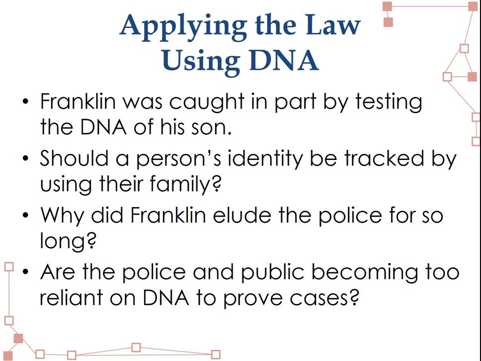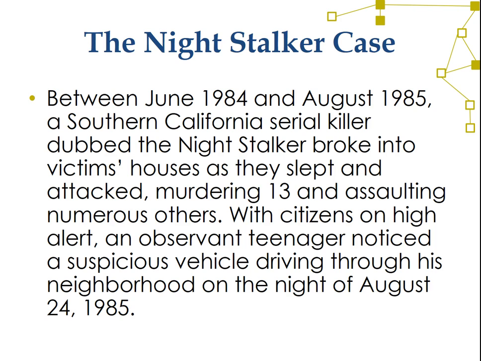And now we've got to jump right into it. So in this case, Franklin was caught in part by testing the DNA of his kid. And should a person's identity be tracked by using their family? And why did Franklin elude police for so long? And are the police and the public becoming too reliant on DNA to prove cases? These are all just questions that can go through your mind.